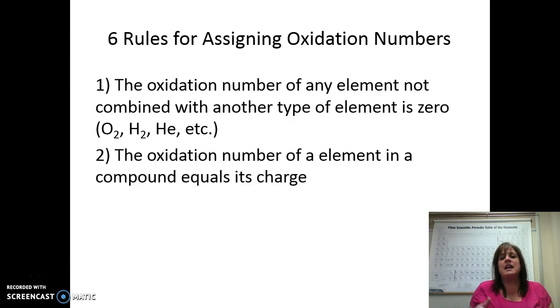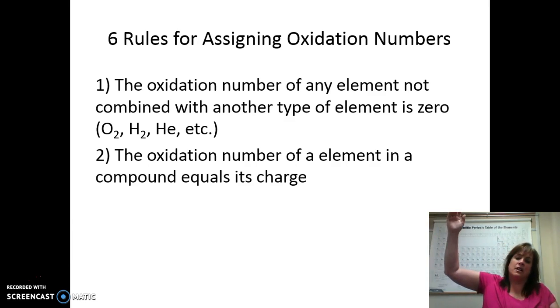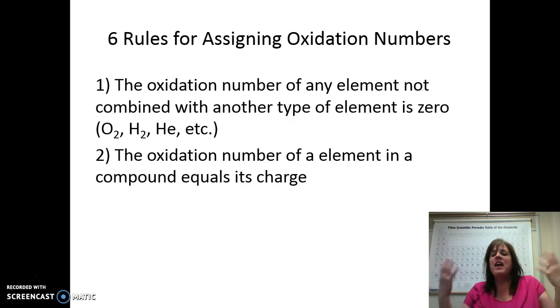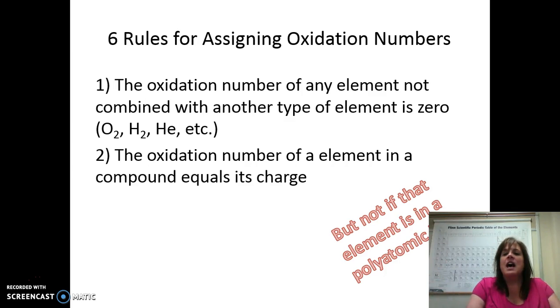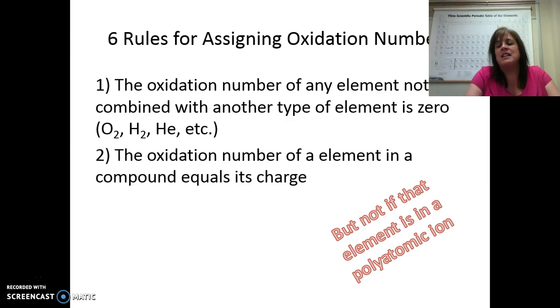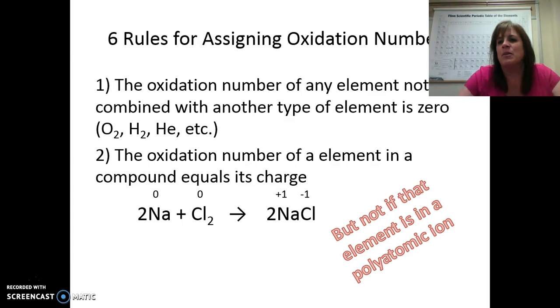Rule number 2 is the oxidation number of an element in a compound is equal to its charge. So remember on the periodic table, column 1 was +1, and then +2, and then +3, and then you flip over past the transition elements, and then a little over more, and we go -3, -2, -1. That's what I'm talking about by a charge. Now, that's not true if that element's in a polyatomic ion. Only if it's combined with just one other thing, like, for example, sodium chloride here. So here's an example of both rules. Here's sodium by itself, so that would be 0. Here's chlorine bound to itself, so that's kind of like being by itself, and that's a 0.